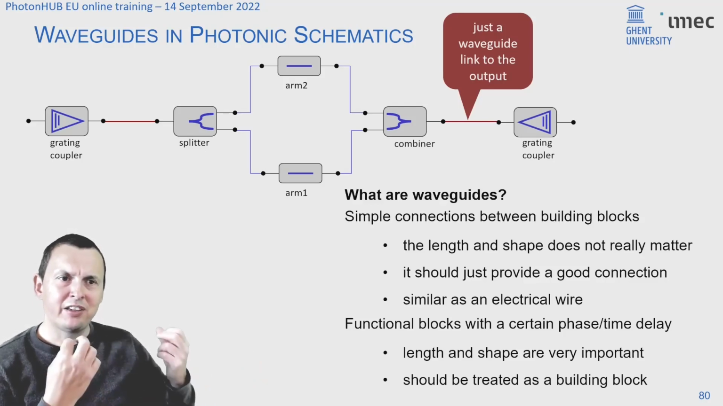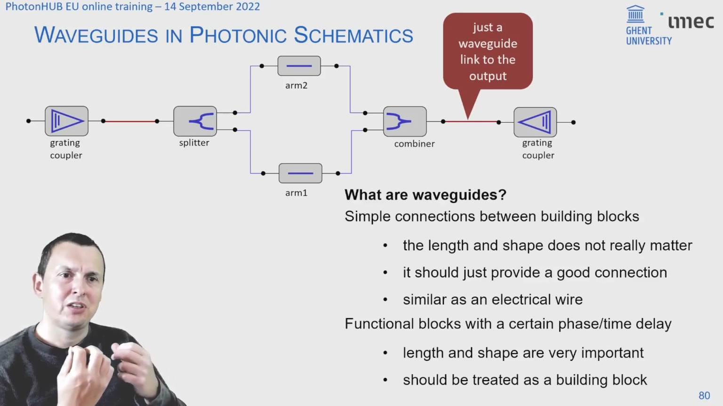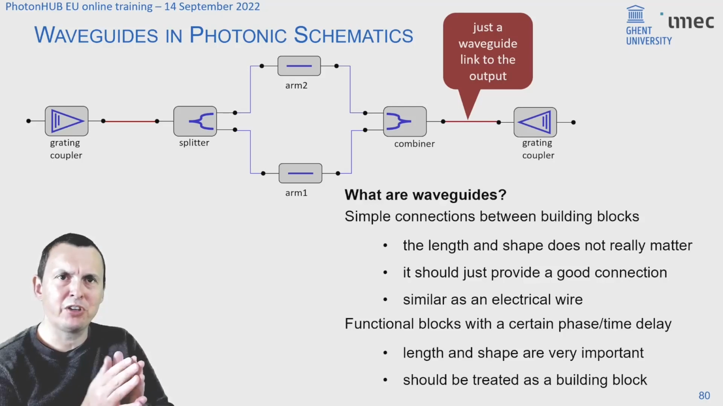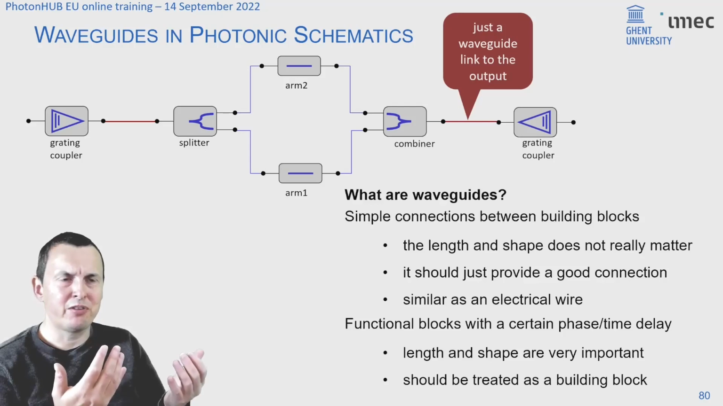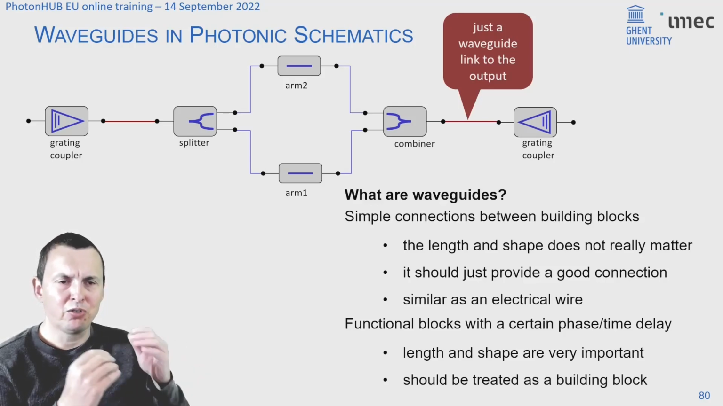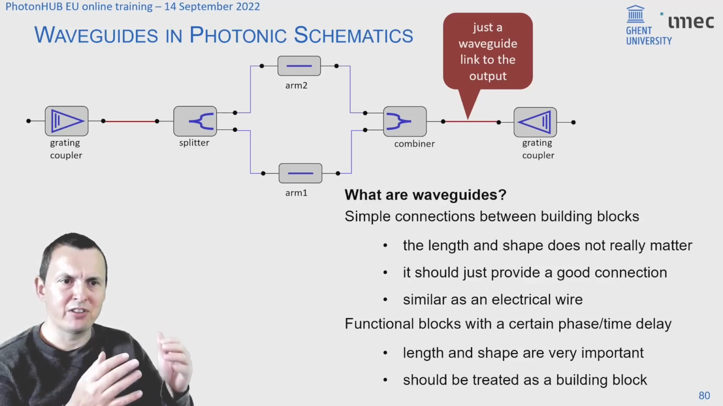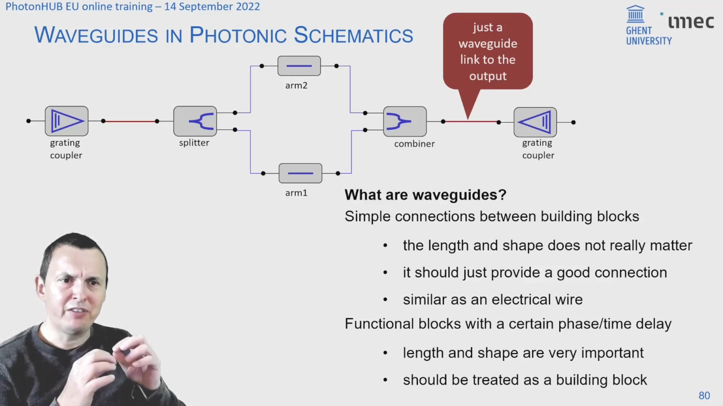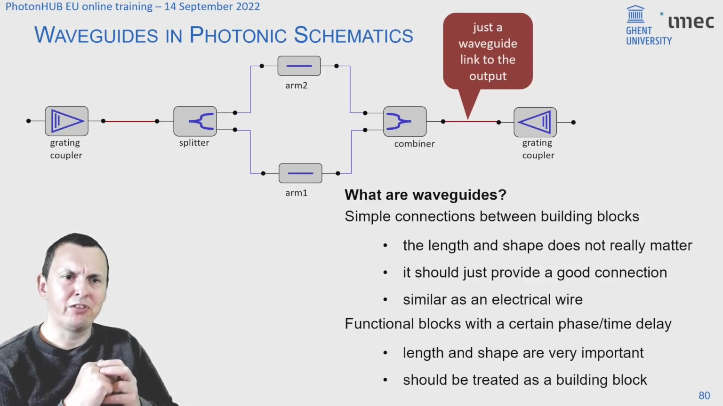But a waveguide can also perform a real function, in the sense that it provides a specific phase or time delay that you want for your functionality. And the key functionality where this typically occurs is a wavelength filter. Like I mentioned earlier, a Mach-Zehnder interferometer consists of two waveguides with different path lengths. And by controlling the path length, you control which wavelengths interfere constructively or destructively. So in that case, you want very good control over what your waveguide does.